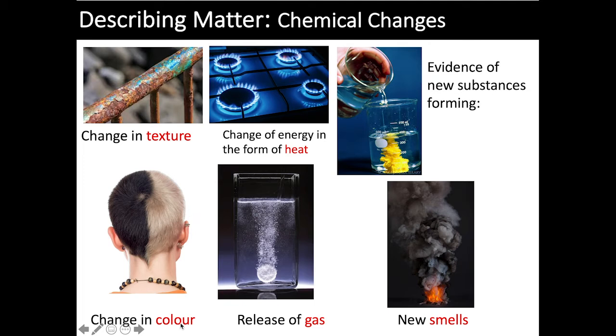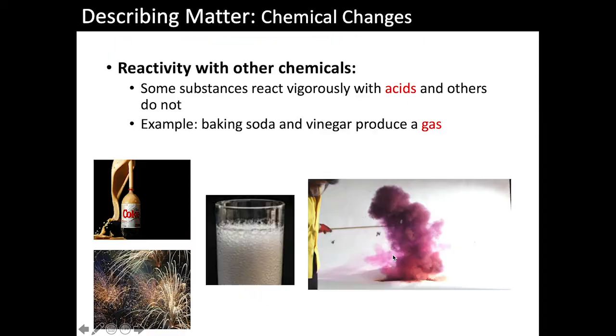That's another good way to tell if there's a chemical change happening. A change in color: when you bleach your hair, that's a chemical reaction occurring with the bleach. That's a good way to see that there's a chemical change. Release of a gas, anything from bubbling to smoke or steam coming out of it, is a good sign that a chemical change is occurring. Or new smells, like smoke when you're cooking something. That's another chemical change, where you have a scent coming off of it.